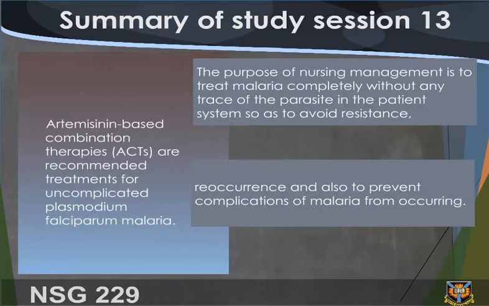Artemisinin-based combination therapies, ACTs, are recommended treatment for uncomplicated Plasmodium falciparum malaria. The purpose of nursing management is to treat malaria completely without any trace of the parasite in the patient's system, so as to avoid resistance, recurrence, and also to prevent complications of malaria from occurring. End of study session 13.